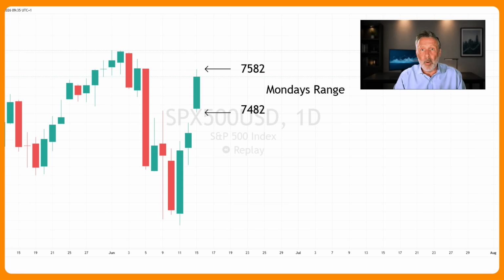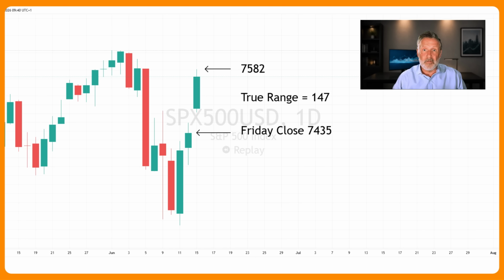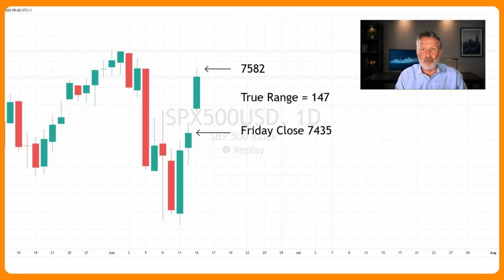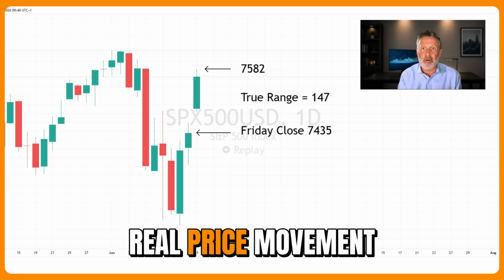Many would say 100 points, as it traded between a high of 7,582 and a low of 7,482. But the real figure is 147 points. Because the market jumped 47 points before trading began, and Wilder wanted the ATR to reflect the real price movement.